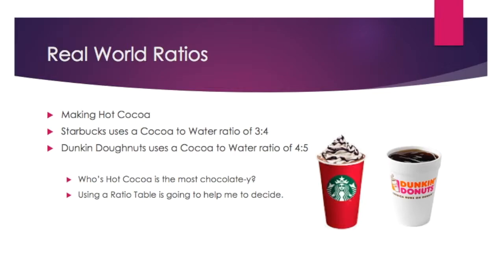So one real world ratio we can really think about, seeing as it's the holiday season and it's supposed to be getting chilly soon, is making hot chocolate. So let's say Starbucks uses a cocoa to water ratio of 3 to 4. That means for every batch of cocoa, we're using 3 parts cocoa and 4 parts water. Dunkin' Donuts uses a cocoa to water ratio of 4 to 5. Whose hot cocoa is going to be the most chocolatey? And we're going to use a ratio table to help us decide.